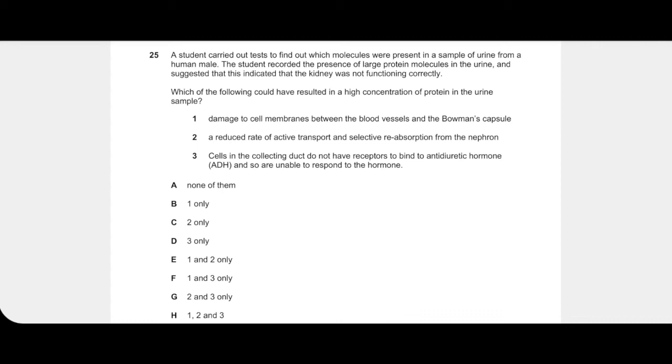This is a simple question of knowledge. The answer is B to this question because at the Bowman's capsule, you have ultrafiltration. No proteins go in. They're far too large. If they do go in, that means there's a problem there. That's the only point where proteins are involved. Everything after that, so when you're referring to the nephron and the whole reabsorption of ions and water, doesn't really affect protein. So that's question number 25 completed.